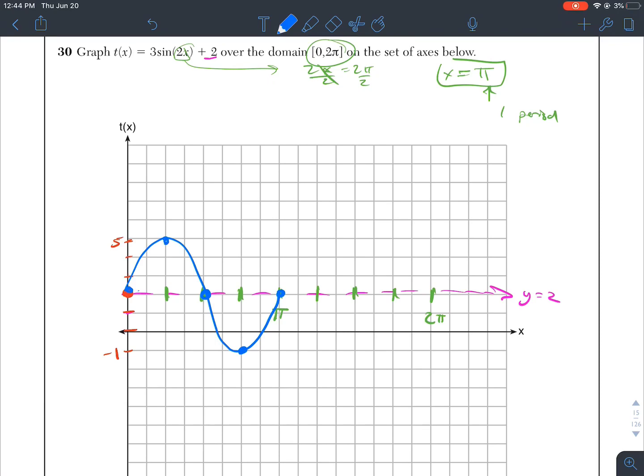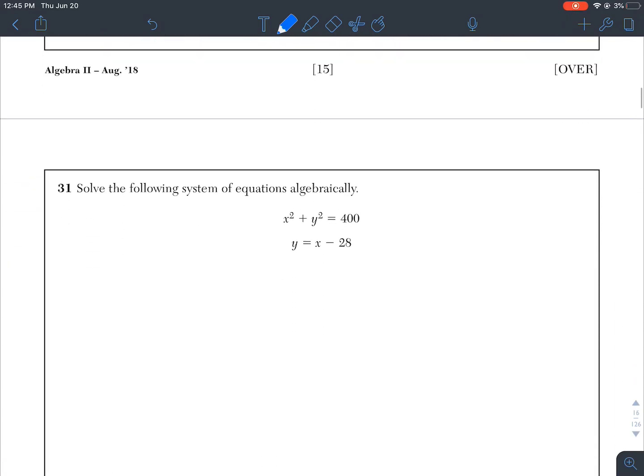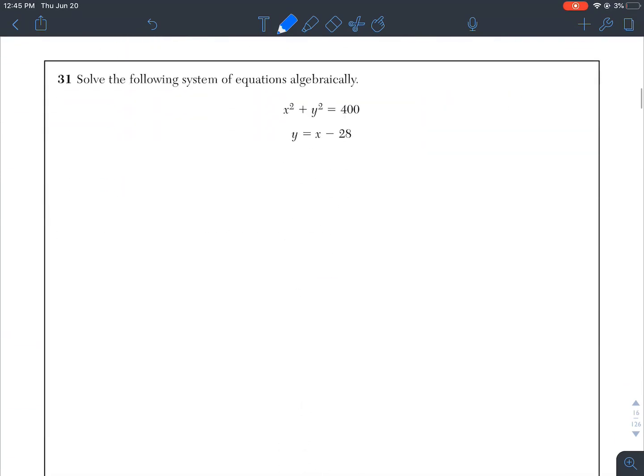Let's see. So we put it all together so that we get the second period, so that's midline, maximum, midline, minimum, midline. And that's our second period, so we're done. Okay, great. On to the next one.